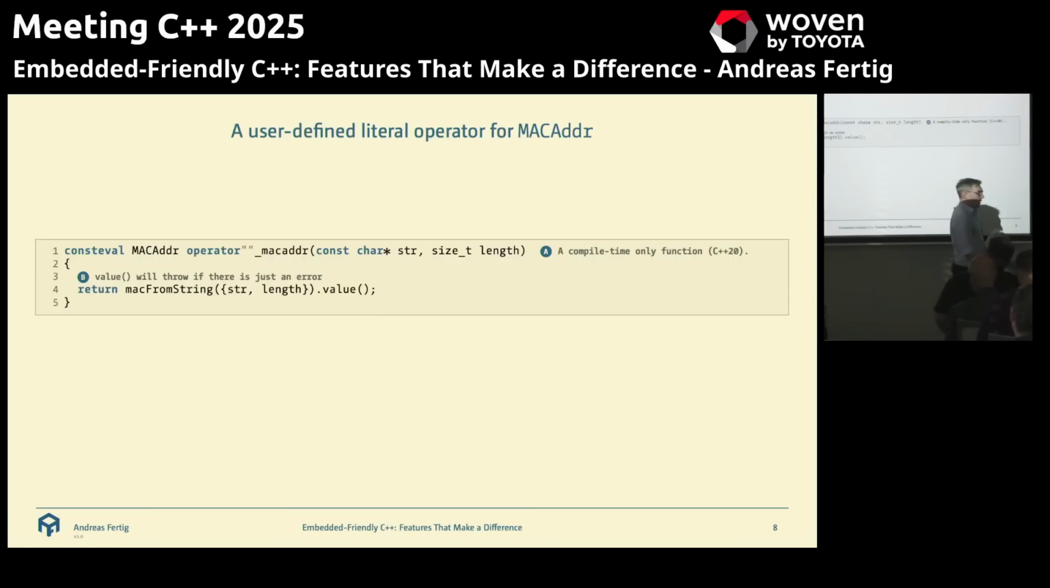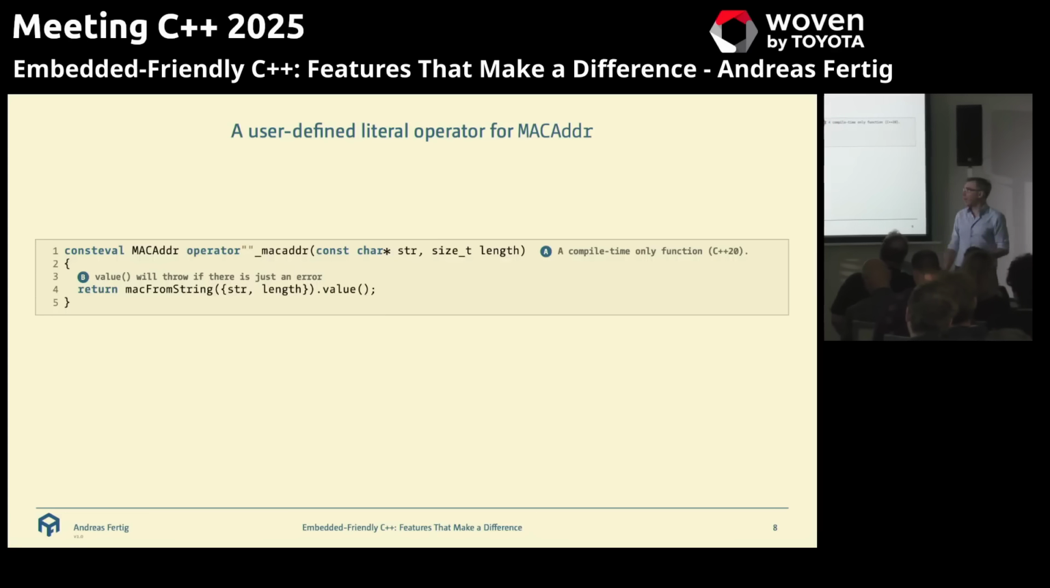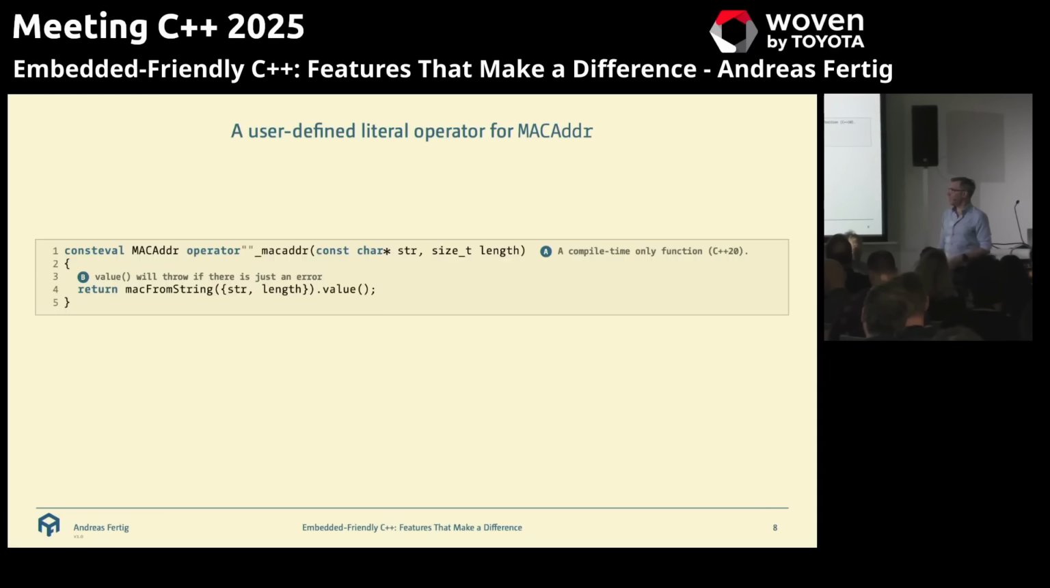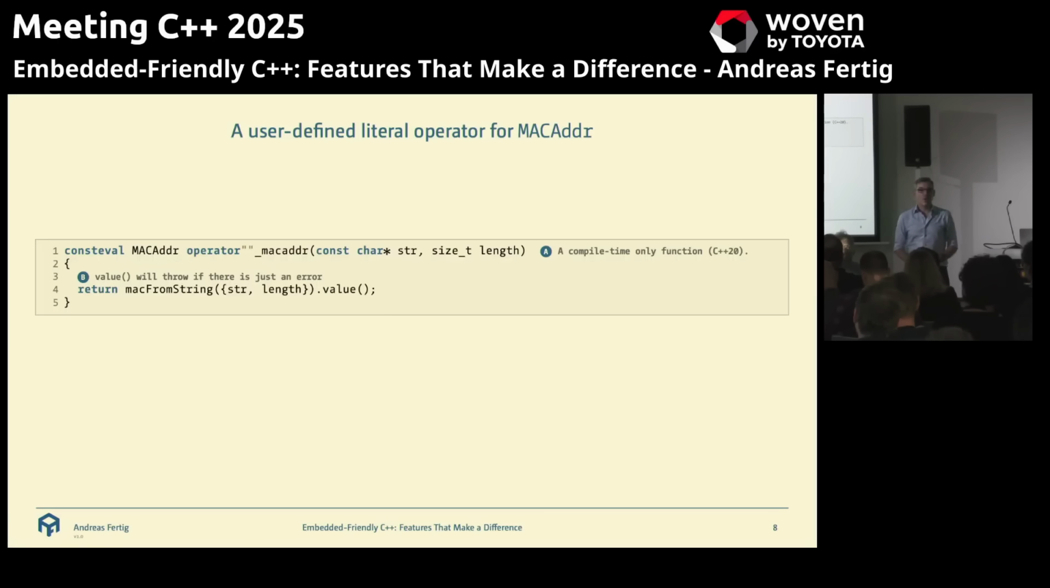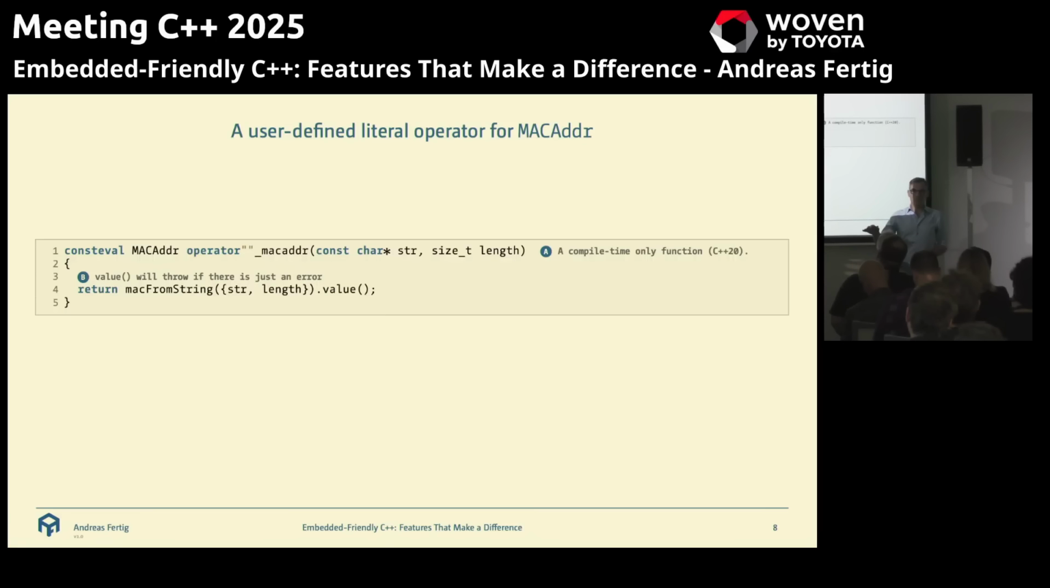Now, the thing that's missing for now is the user-defined literal operator that I have here. My MAC adder literal operator, I picked a version where I take a const char star and the length, and internally I forward to MAC from string. I create a span with the pointer to the string and its length, and call MAC from string. And directly, without any checking, I'm calling value. Why? Because I never make a mistake and I know it works. No, not the truth.